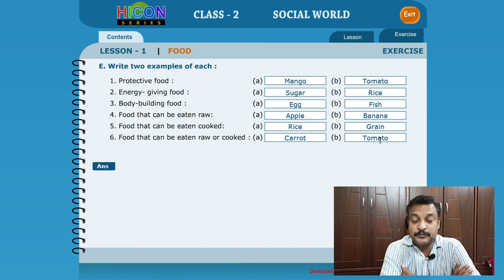So protective foods are mango and tomato. Energy giving foods are sugar and rice. Bodybuilding foods are egg and fish. Food that can be eaten raw are apple and banana. Food that can be eaten cooked, rice and grain. Food that can be eaten raw or cooked, carrot and tomato.